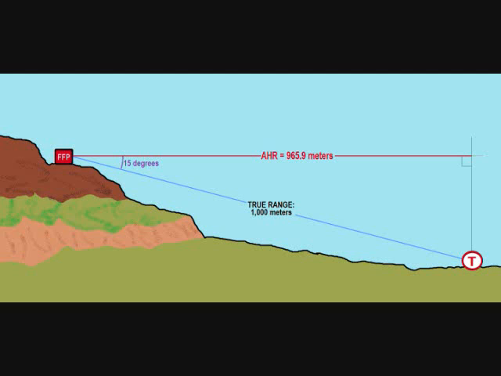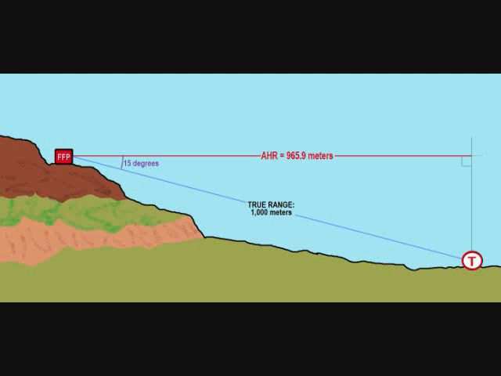Then what you do is you go and make all your corrections for wind using the true range, not the actual horizontal range, but the actual distance from you to the target. That's how much air is between you. So then you go to that same ballistic table setup that you're using, and you look at the information for wind for 1,000 meters, not 965, but 1,000 meters. And that's the windage you're going to dial in.